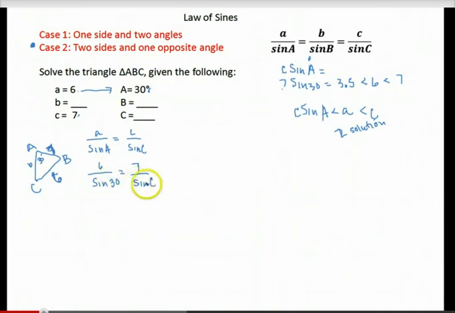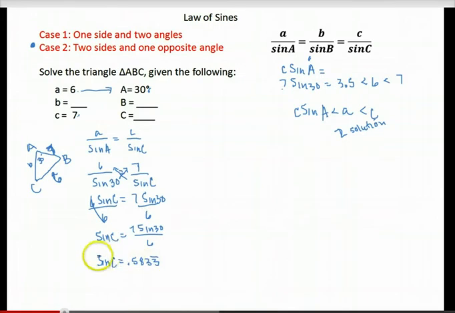Now we're going to solve. So we go ahead and cross multiply. We get 6 times the sine of C equals 7 times the sine of 30. And then we divide both sides by 6. And I get that the sine of C is equal to 7 times the sine of 30 over 6. Go ahead and put that in your calculator. So we know the sine of C equals 0.58, which is less than 1, so we know we have a solution here. I'm going to leave that number in my calculator, and we do the arc or inverse sine of both sides to get C by itself.